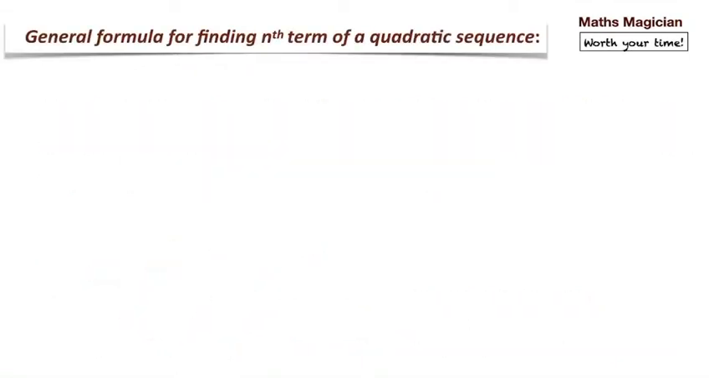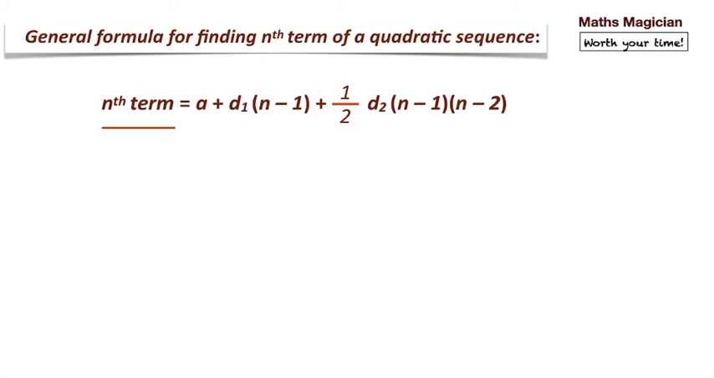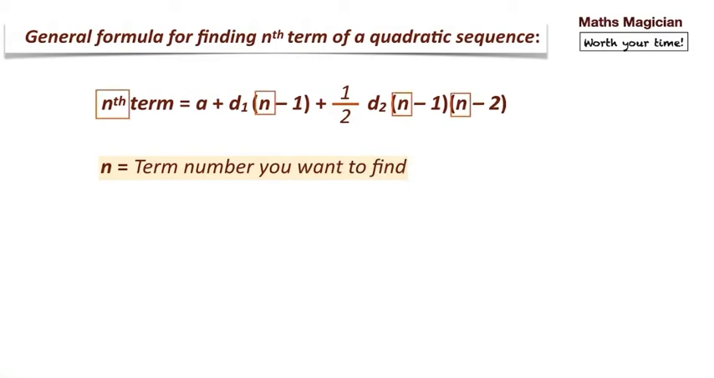General formula for finding the nth term of a quadratic sequence. The formula is: nth term is equal to a plus d1 multiplied by n minus 1 plus half d2 multiplied by n minus 1 multiplied by n minus 2, where n is the term number you want to find, and a, d1 and d2 are the constants. Now we explain the given formula with the help of an example.